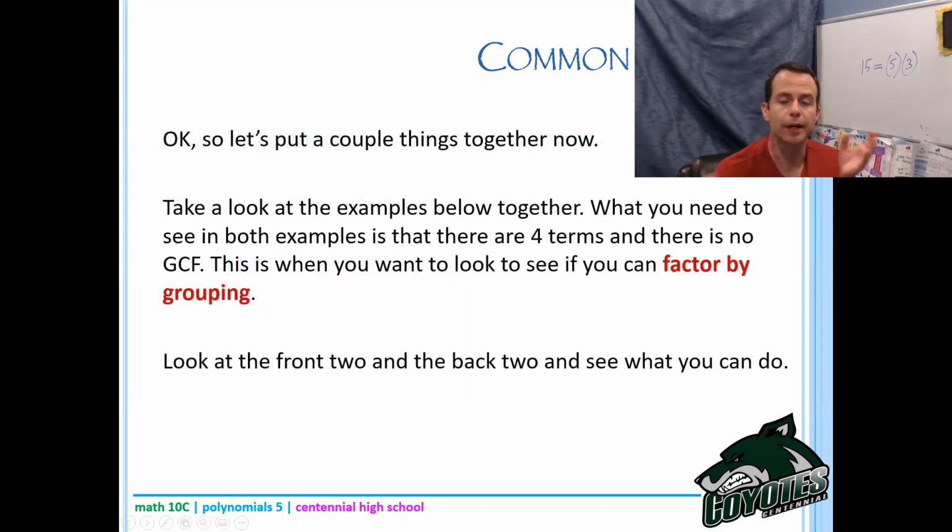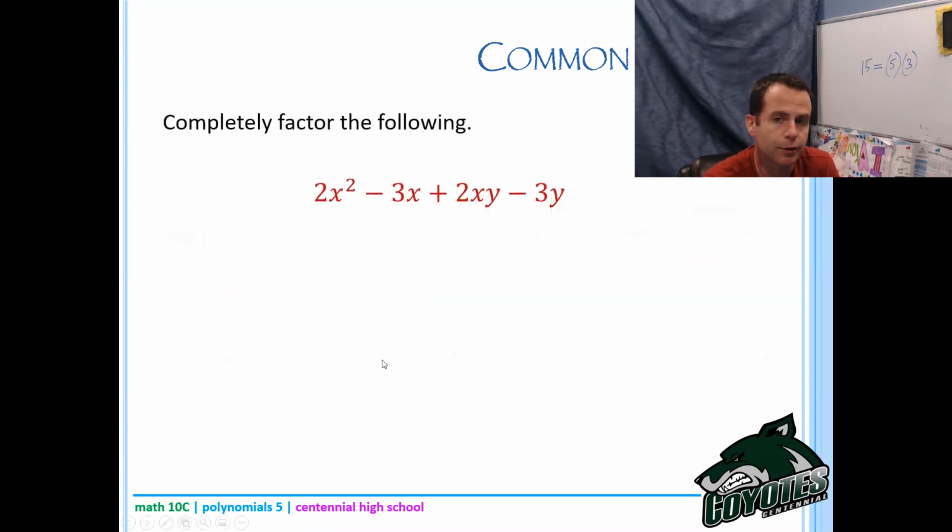So it ends up being x minus 4 times 3x plus 5. Okay, so we're going to put a couple things together now. Take a look at the examples below. What you need to see in both examples is that there are 4 terms and there's no GCF. So what we're going to try and do with this is look at something called factoring by grouping.